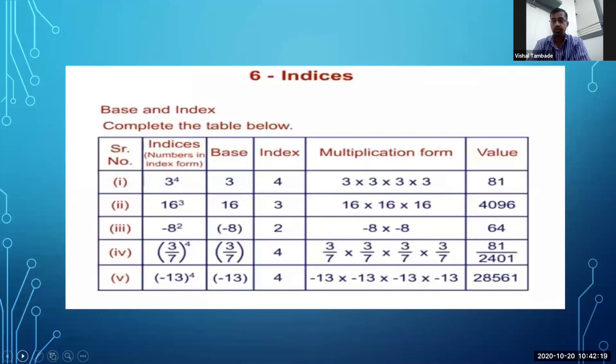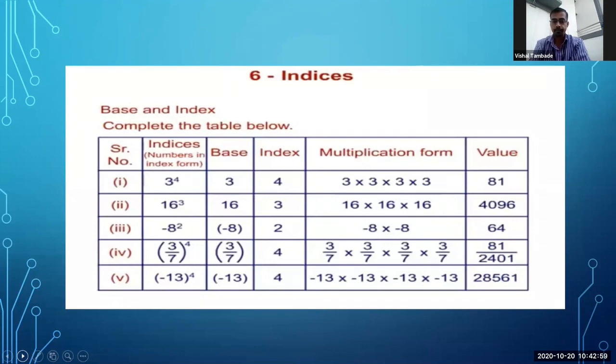Now the denominator: 7 multiply by 7 multiply by 7 multiply by 7. We make groups of two: 7 multiply by 7, then again 7 multiply by 7. 7 7s are 49, then again 7 7s are 49. 49 multiply by 49 is 2401. Then our value is 81 upon 2401. In this question we found the base, index, multiplication form and value.